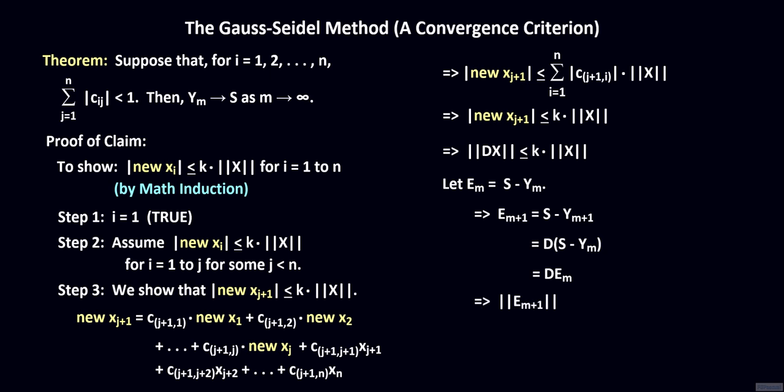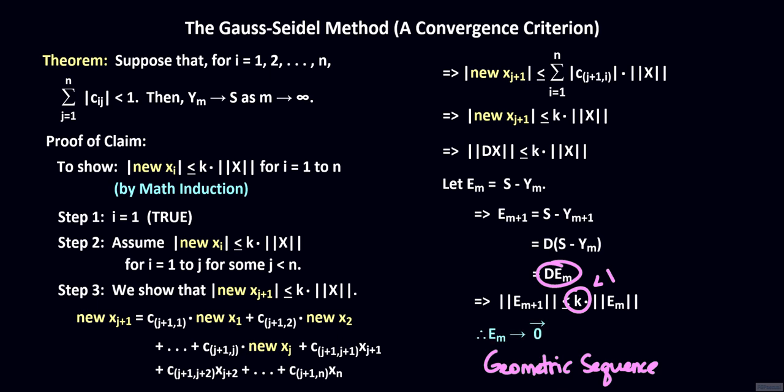Therefore, the norm of E sub m plus 1, which is also the norm of D times E sub m, is less than or equal to k times the norm of E sub m. Since k is less than 1, the sequence of the norms of the E sub m's can be compared to a geometric sequence with a non-negative common ratio that is less than 1. And so the sequence of the norms of the E sub m should tend to 0, and the sequence of error vectors E sub m should tend to the 0 vector as m tends to infinity. Therefore, the sequence of vector estimates y sub m should tend to the exact solution as m tends to infinity.